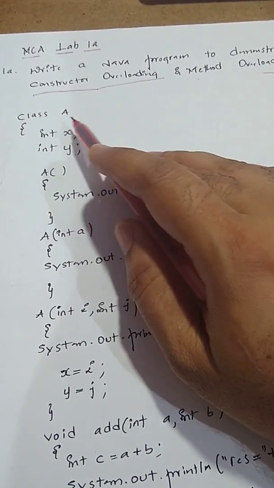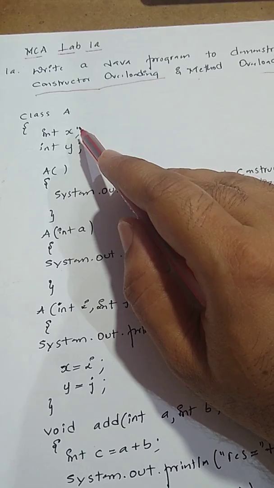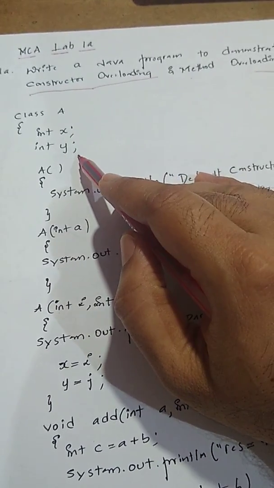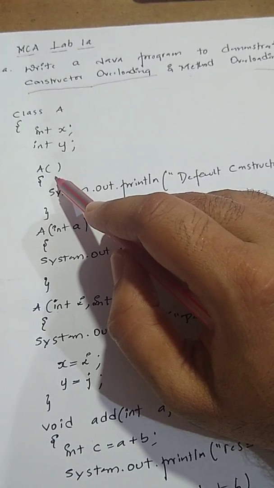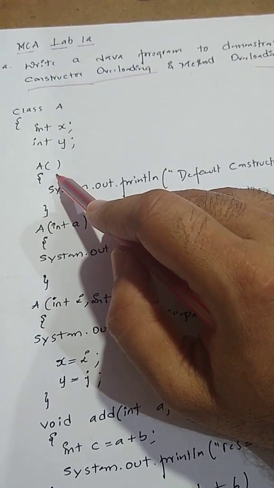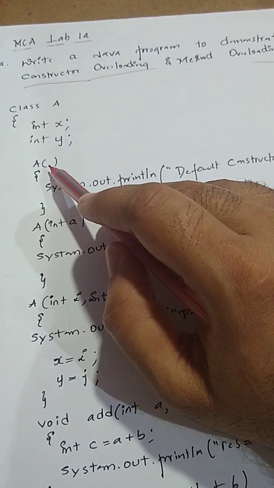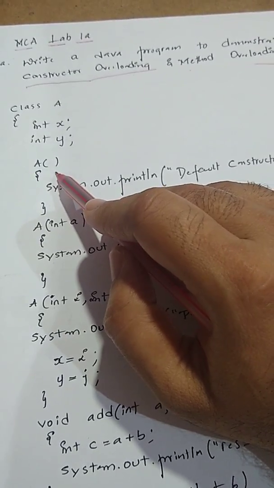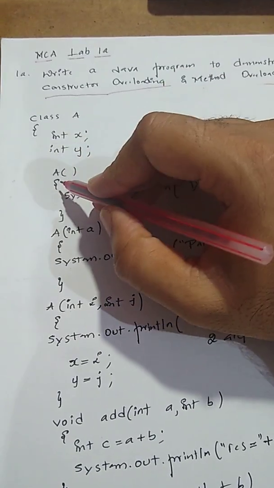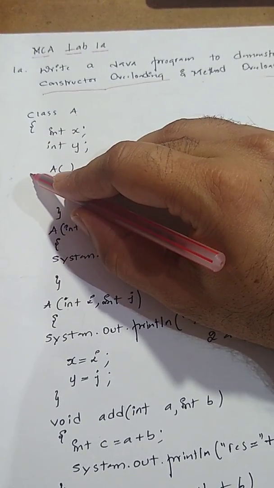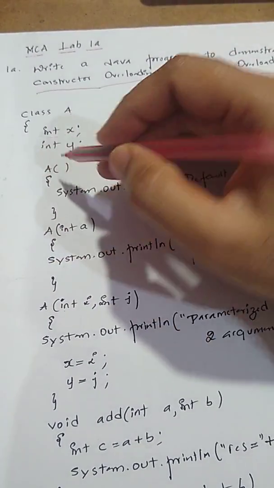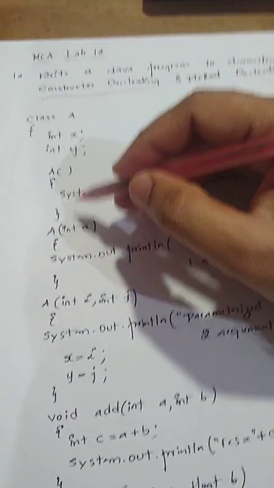We have a class with the name A, with two data members x and y, and there is one constructor. We'll call this a default constructor. This is called a special member function. Why is it called a constructor? Because it has the same name as the class and no return type, not even void. What is the use of a constructor? We use a constructor to initialize our data members.